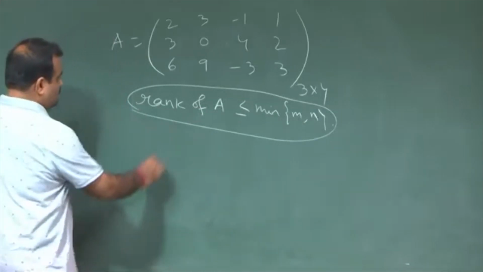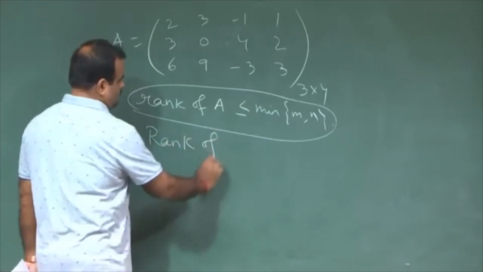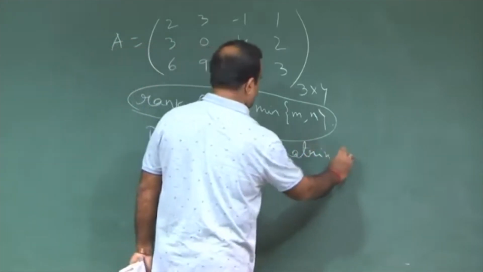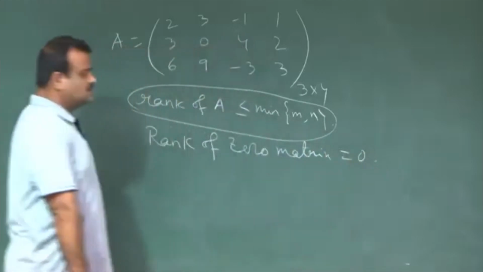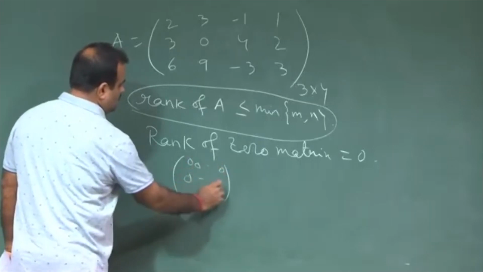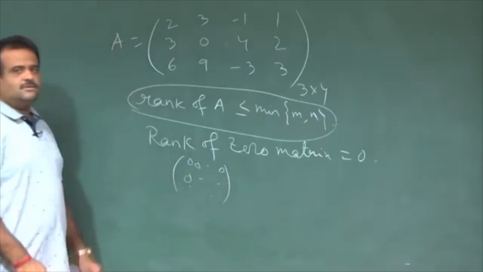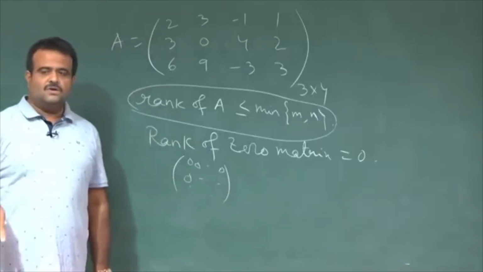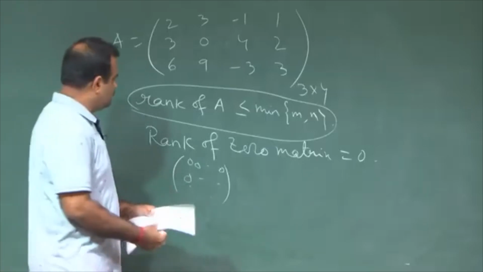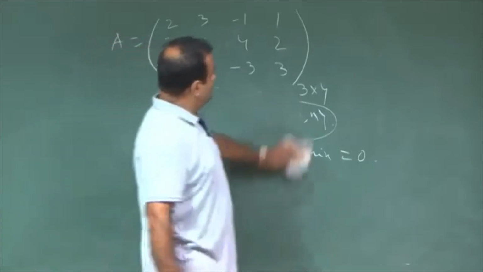The rank of the 0 matrix is equal to 0. This is the convention. That means, if all the entries are zeros, the rank of this is 0, because there is no minor which can give us a non-zero value. So, that is the convention, we take the rank to be 0. Okay, fine. So, now we want to get the rank of this matrix.